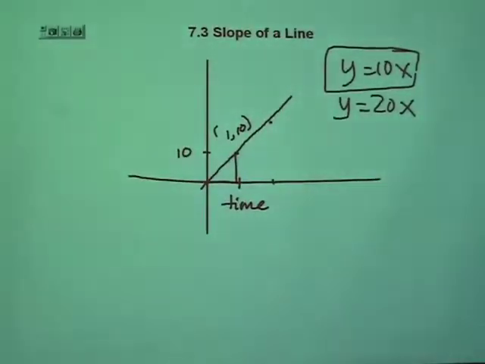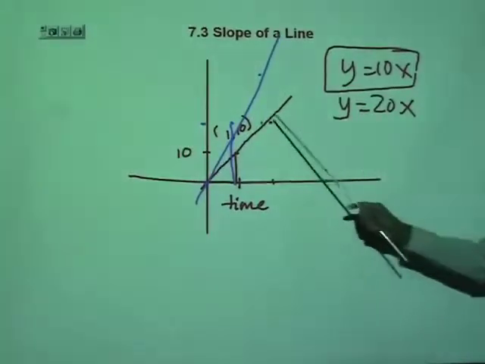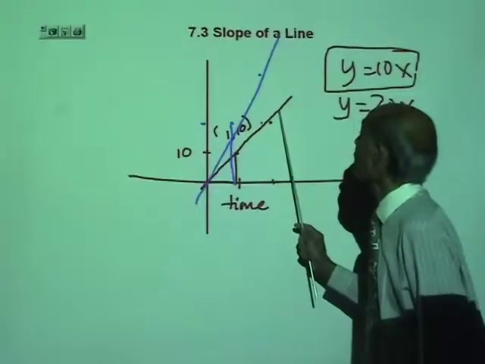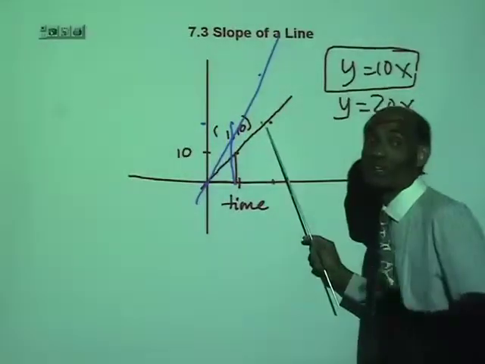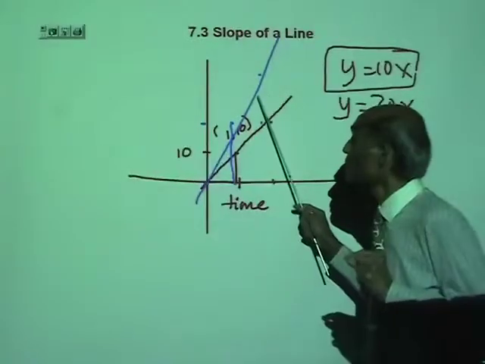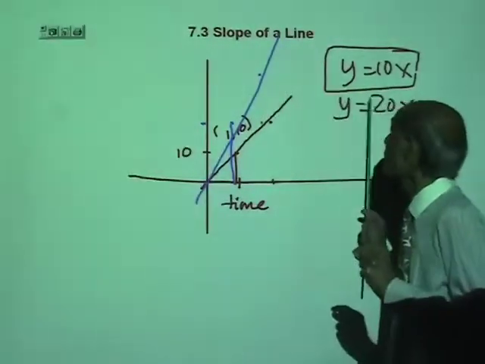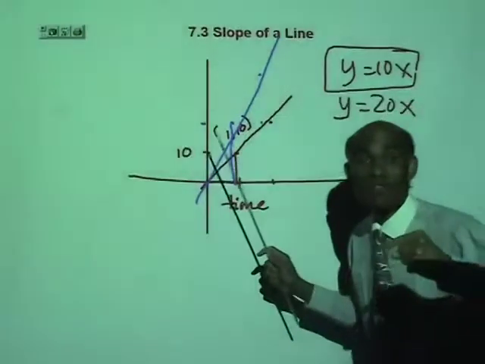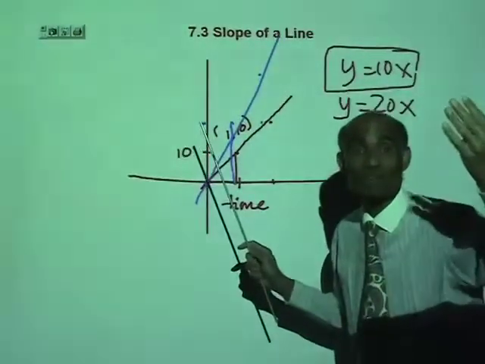I start here at 0. I work for 1 hour. The amount of money is $20. Now I work for 1 more hour. I get $20 more. Now look at the graph of that equation. This is the graph of y equal to 10x. That means at the end of every 1 hour you get $10. This is the graph of y equal to 20x. At the end of every 1 hour you get $20.